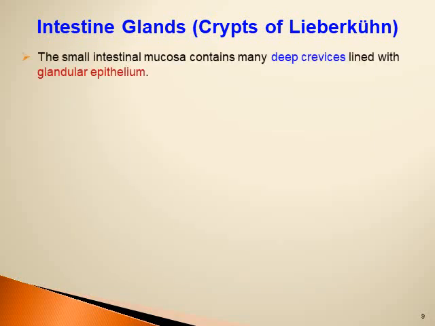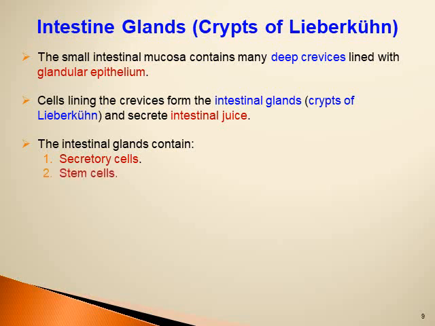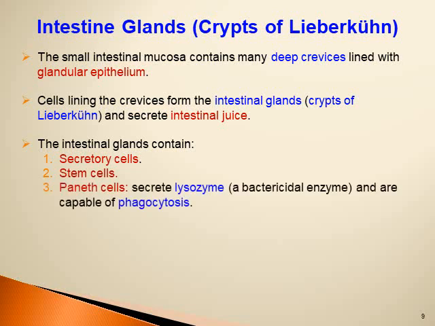So the small intestinal mucosa contains many deep crevices lined with glandular epithelium. Cells lining the crevices form the intestinal glands or the crypts of Lieberkühn and secrete the intestinal juice. The intestinal glands contain secretory cells, stem cells that give rise to all other types of cells. The Paneth cells that we saw in the previous slide secrete lysozyme, a bactericidal enzyme, and are capable of phagocytosis.